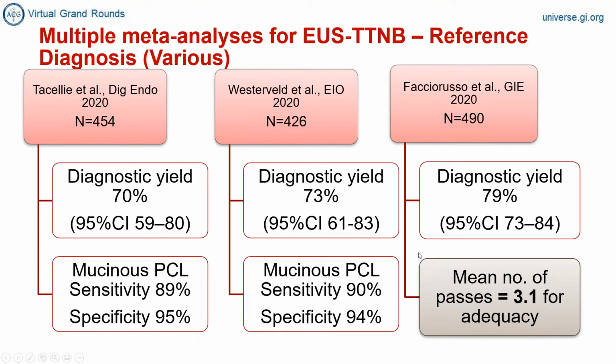And in one meta-analysis, they looked at the minimum number of passes, where you actually take one bite or a couple of bites and come out and then go again to get another bite. So overall, a mean of 3 passes achieves optimal tissue acquisition.